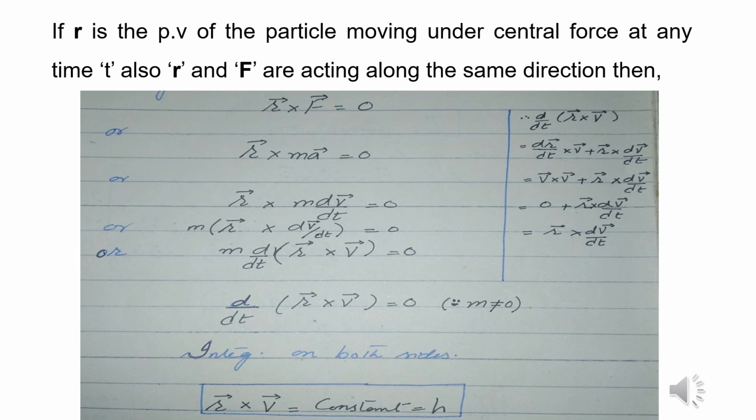Now we know that mass cannot be equal to 0, so d by dt of r cross v is equal to 0.